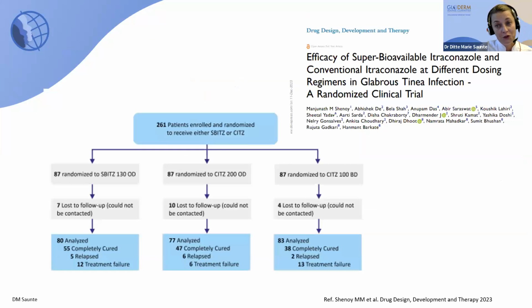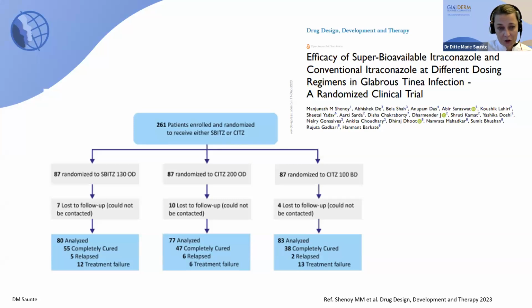So, okay, if it's difficult to absorb from the stomach, would it then be easier to absorb using this super bioavailable itraconazole? That was investigated by these authors, Chinoy from India, and published this year. They divided 260 patients into three groups. One group received super bioavailable itraconazole, 130 milligrams once daily. Another group received conventional itraconazole, 200 milligrams daily, and one group received itraconazole 100 milligrams twice daily. I would say the same dose of conventional itraconazole, but given in two different ways.